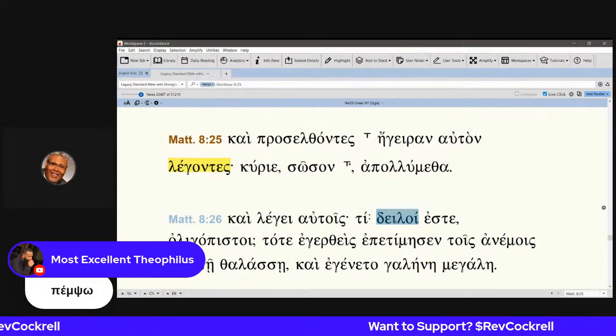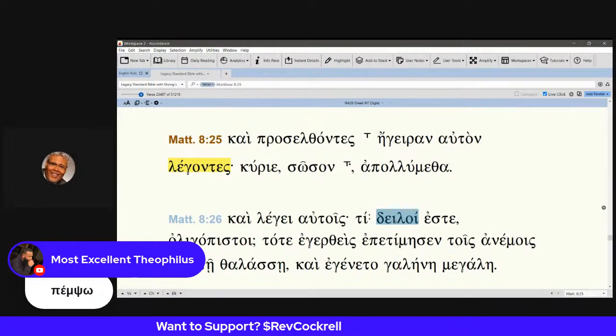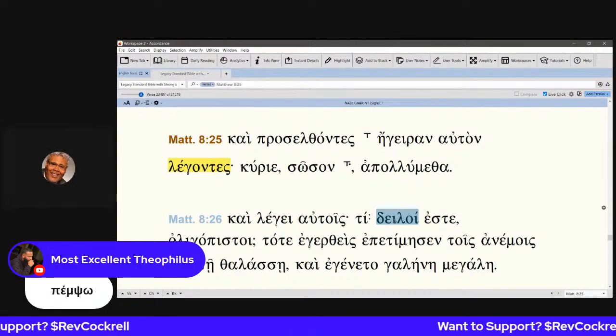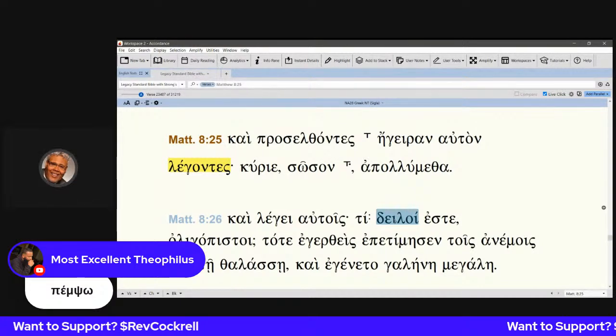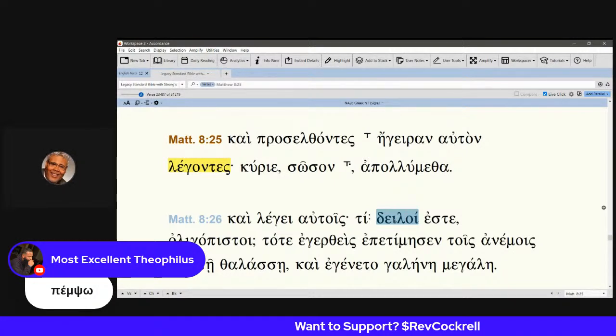Notice this is not phobos, fear. So they are not afraid of water like a phobia of water, because they're fishermen. This is something different. Their faith is being tested. They actually think they are dying right now.